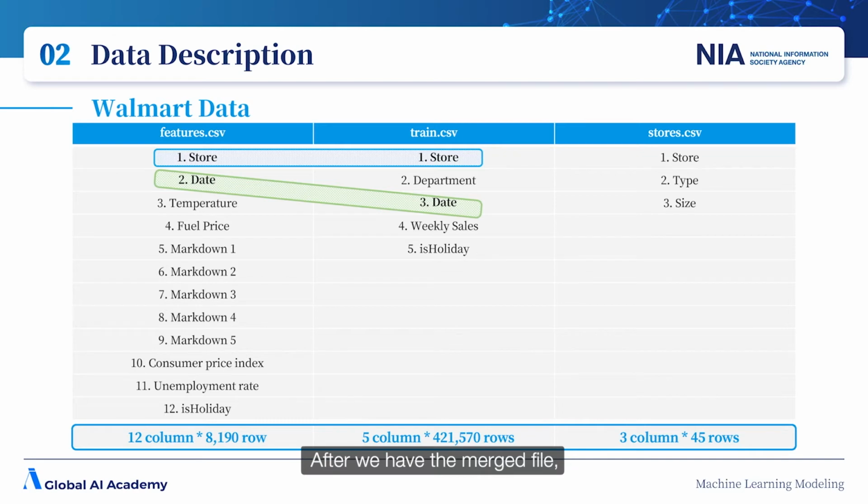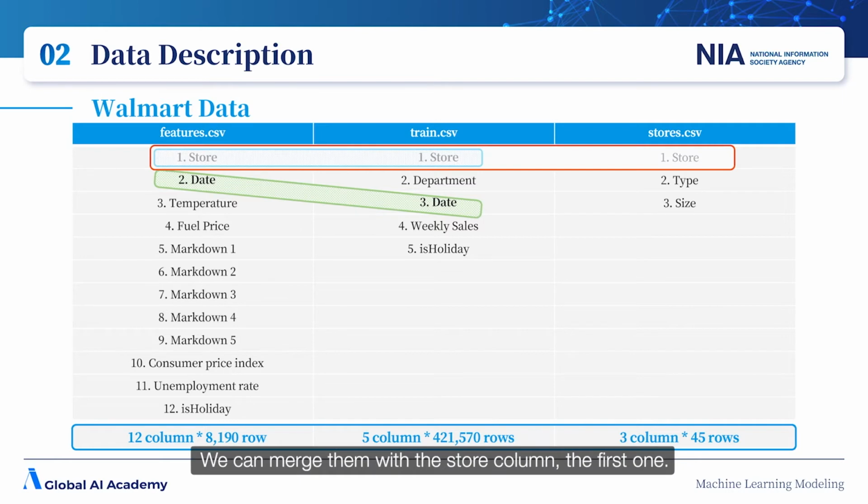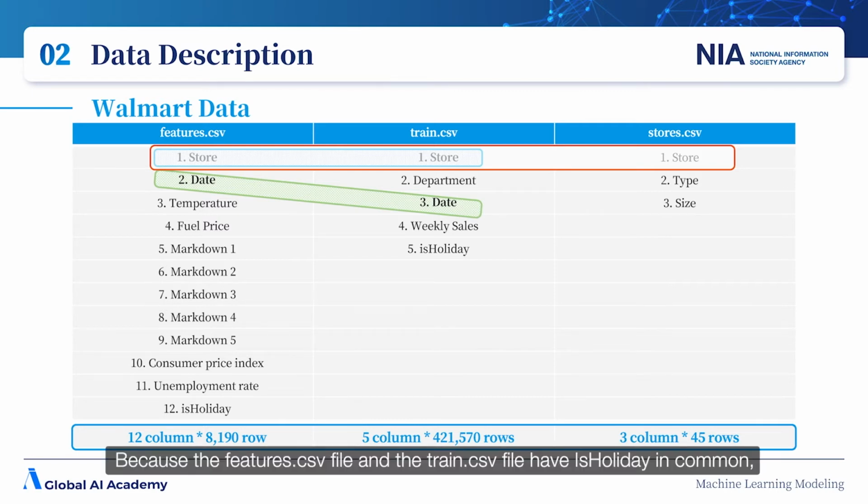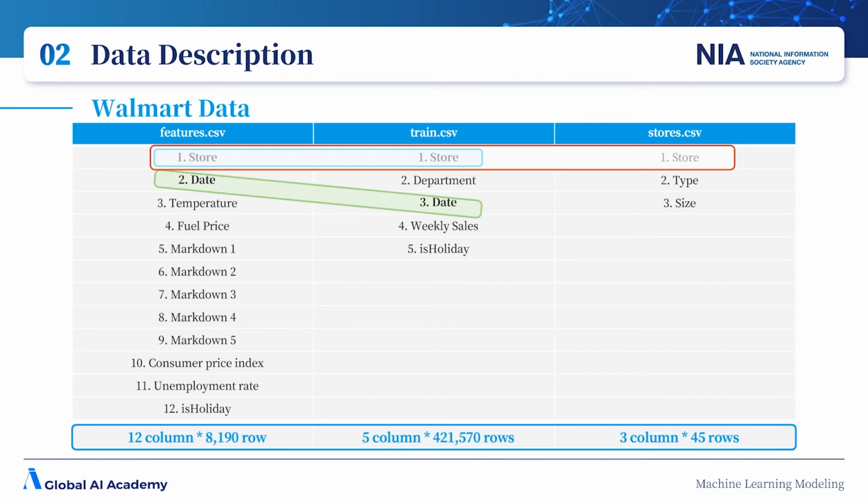After we have the merged file, we will need to merge it with the stores.csv file. We can merge them with the store column, the first one. These two jobs will merge all the data. Because the features.csv file and the train.csv file have holiday in common, we will use only one of the two.